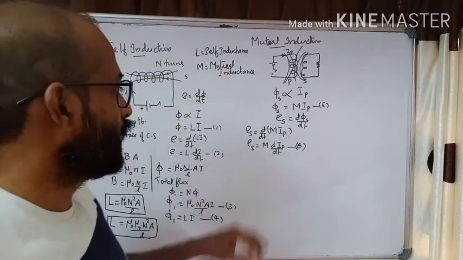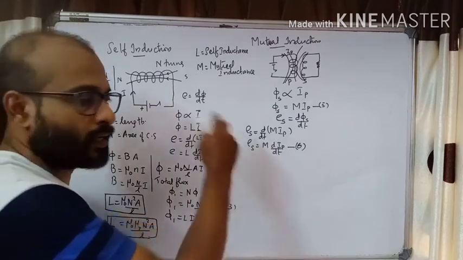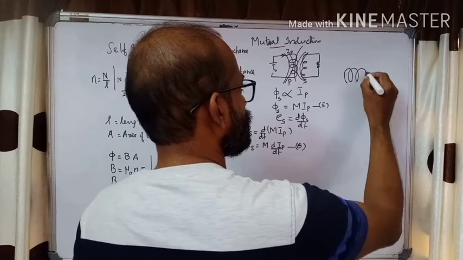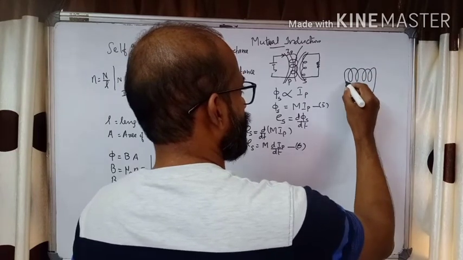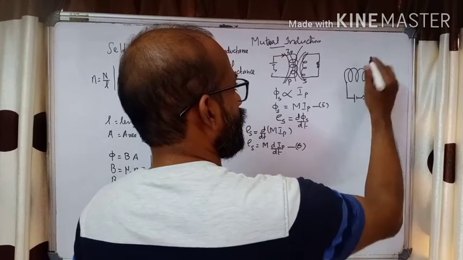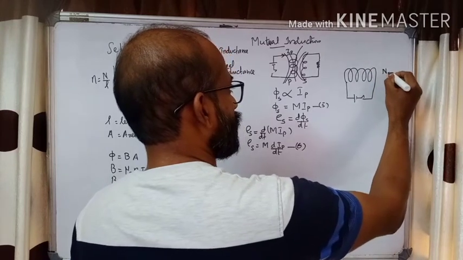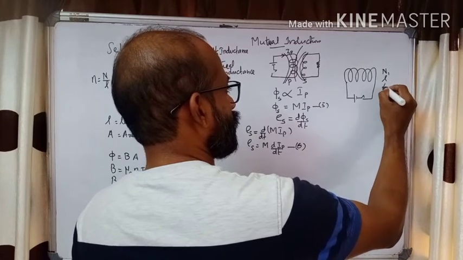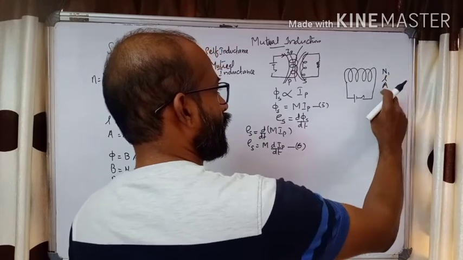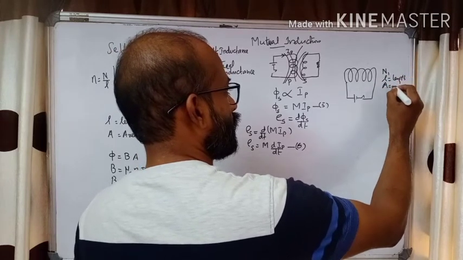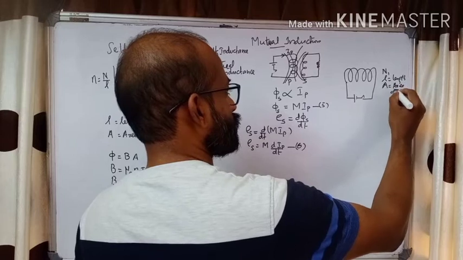Now we need the equation for the coefficient of mutual inductance. So we consider a primary coil, which is connected to a cell as well as a switch. Let N1 be the number of turns of primary, L the length, and A the area of cross section. N1 is a number, L is length and A is the area of cross section.